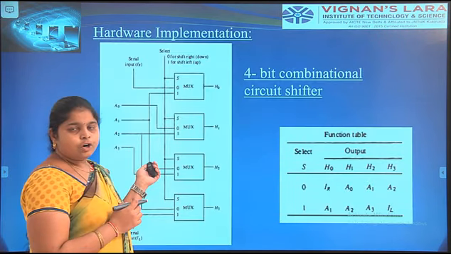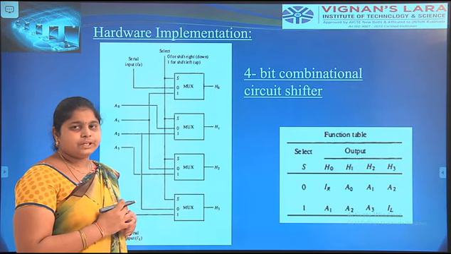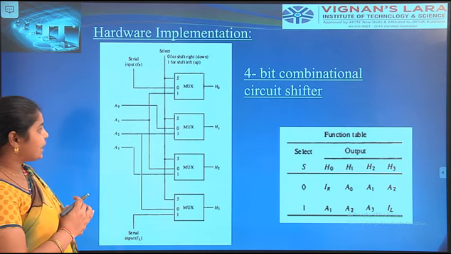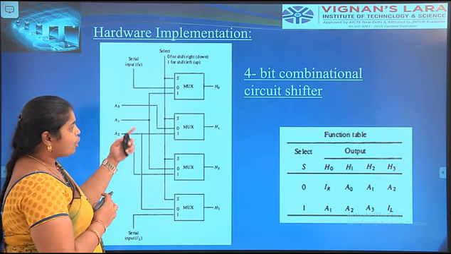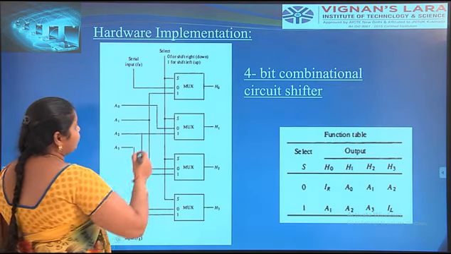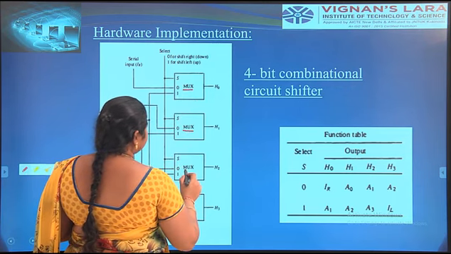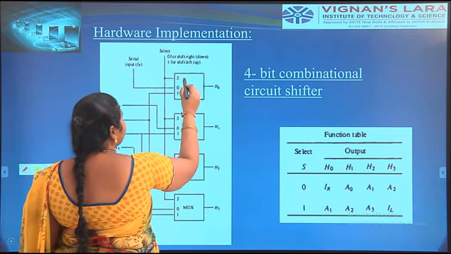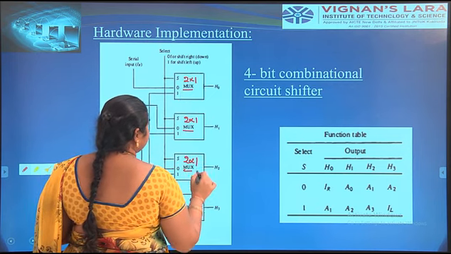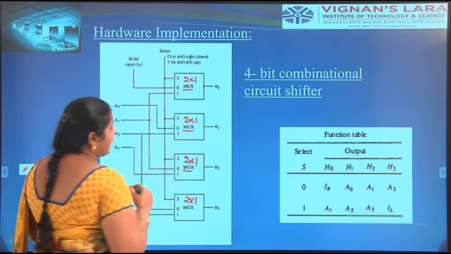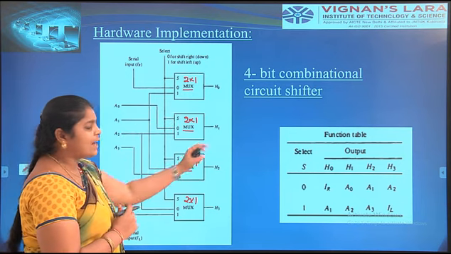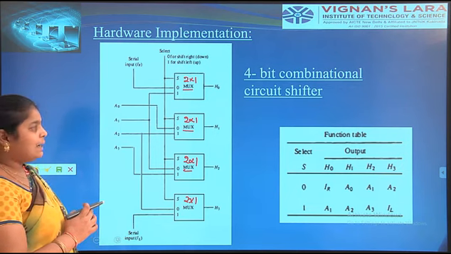Okay, next we want to discuss the hardware implementation of the shift micro operation. Here we have to take 4 multiplexers. This is a 2 by 1 multiplexer. For each multiplexer we have to take 2 inputs and 1 output. That's why we take a 2 by 1 multiplexer.